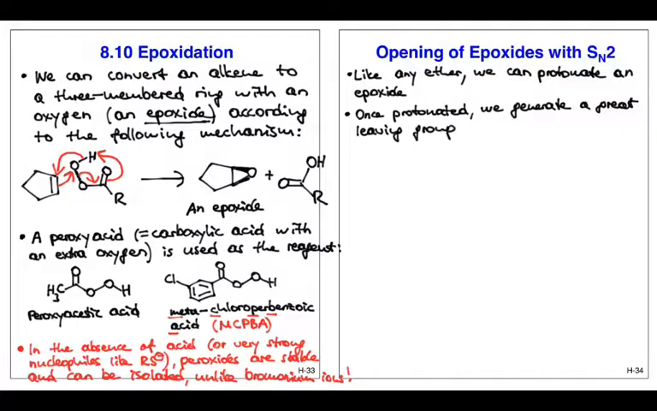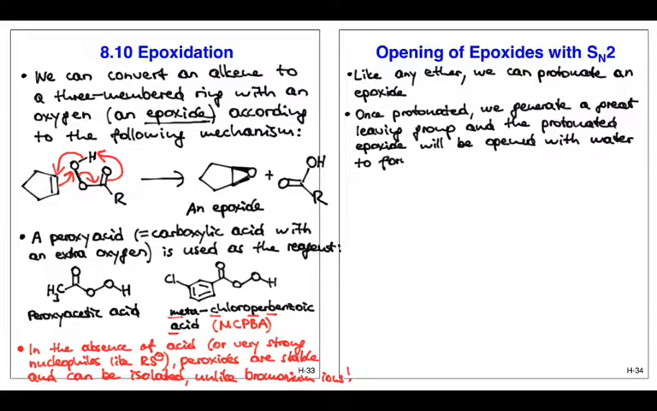We have done this before with alcohols. If you have an alcohol, it's not a good leaving group, but if you protonate it, it becomes a great leaving group. You've seen that, and then you can do an SN2 reaction there. So essentially we can do the exact same thing with epoxides. The protonated epoxides will be opened up, again in an anti fashion with backside attack, to form a diol, because you get two OH groups. That's what happens with water.